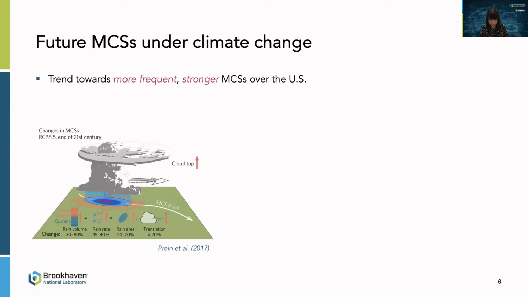Observations have shown that climate extremes are worsening in the global warming scenario. And MCSs are part of that story. Previous studies have shown that MCSs are most likely going to be stronger and more frequent in the future climate over the US. For example, one study led by Andres Prein in 2017 did an ensemble of MCS simulations in the current and future climate conditions, and they found that the future MCSs tend to have a higher cloud top and a larger mass flux.